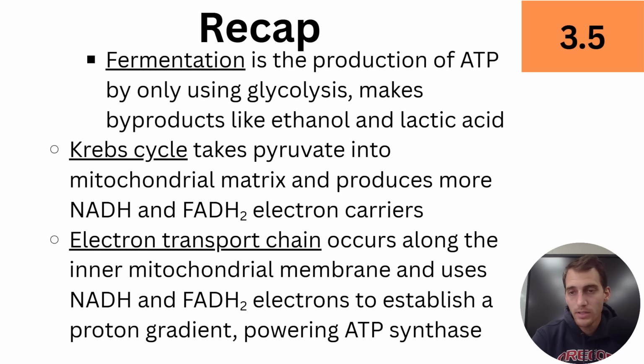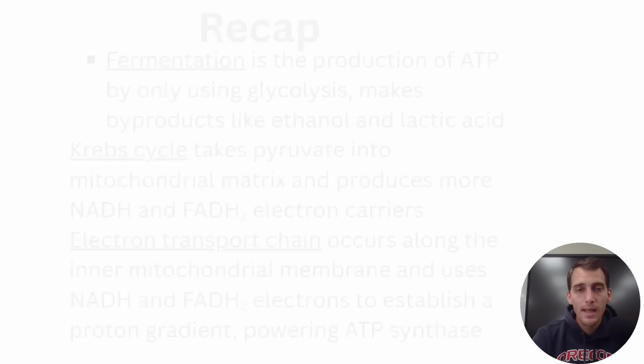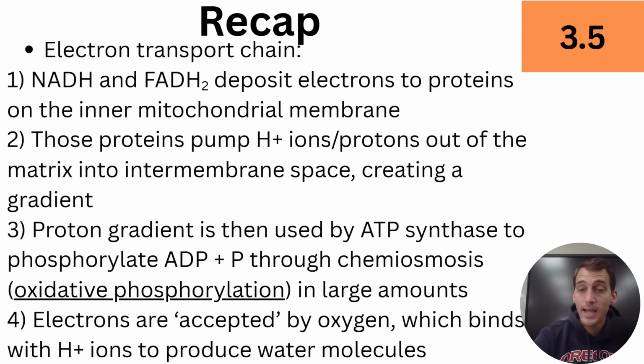Okay, the Krebs cycle is phase 2. That takes pyruvate into the mitochondrial matrix and produces more NADH and FADH2 electron carriers. Those electron carriers are used in phase 3, the electron transport chain, and that occurs along the inner mitochondrial membrane. It takes those electrons from our electron carriers, NADH and FADH2, to establish a proton gradient and power ATP synthase, the phosphorylation of ADP, using a proton gradient, using chemiosmosis, just like what we saw in our last topic.